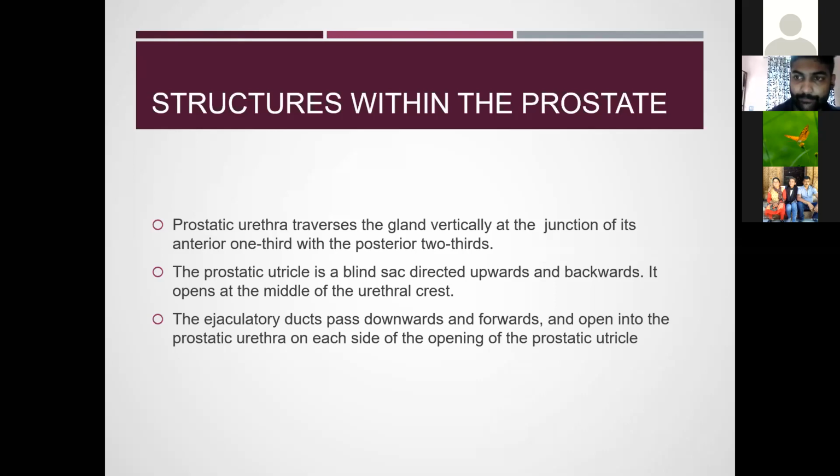So the structures that pass through the prostate are the prostatic urethra, the posterior part of the urethra that passes through the prostate at the junction of the anterior one third and the posterior two thirds of the prostate. Then the prostatic utricle is a blind sac directed upwards and backwards. It opens at the middle of the urethral crest. The ejaculatory duct passes downwards and forwards and opens into the prostatic urethra on each side of the opening of the prostatic utricle.